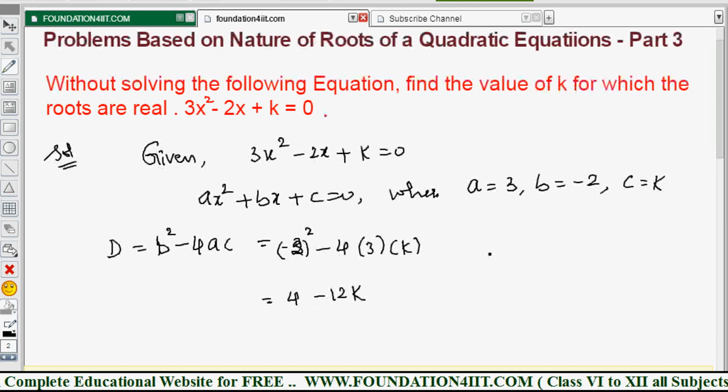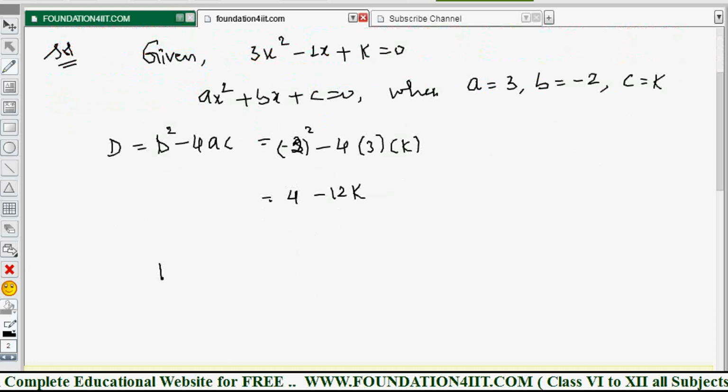But they mentioned here roots are only real. So roots are real means then take the condition D is greater than or equal to 0. Right? This is important. According to the condition, you take the step. So whenever they mention only roots are real, just take discriminant is greater than or equal to 0.